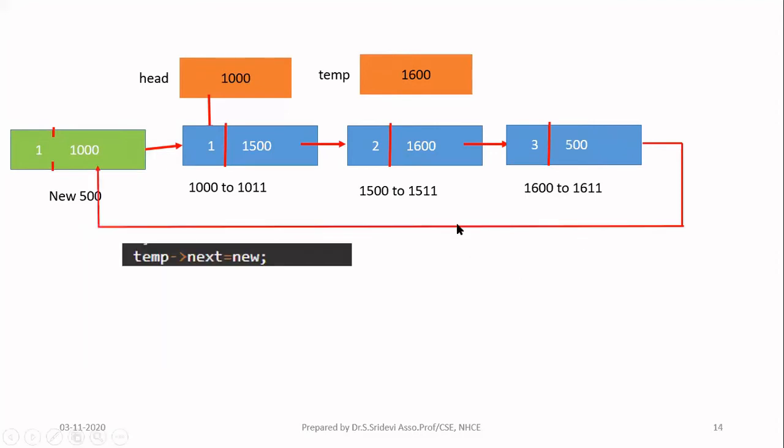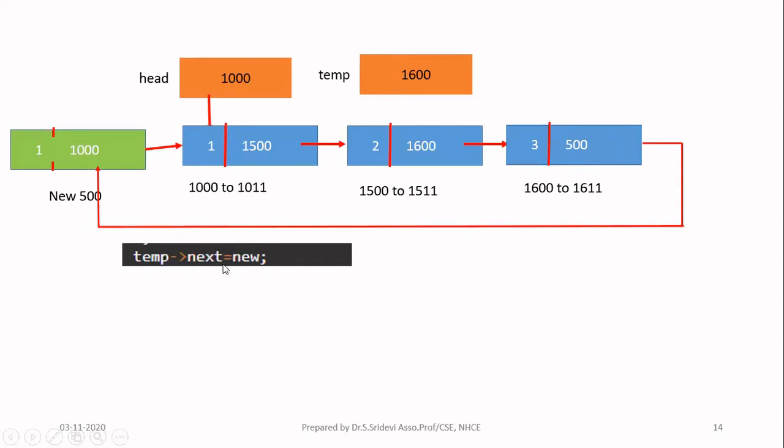Now, when I come outside, see this arrow. Previously, this was pointing to this node, 1000. Now instead of 1000, here I have to change it to 500. When I change it to 500, the meaning is that this node is pointing to the new node. So how to take this 500? Where is this 500 available? This 500 is available in new. You have to store that in this particular place. So how to access this place? My temp is now 1600. In the 1600 address, in the next field, I have this data. I have to store this data. That means in next of temp, I have to store the value of new.